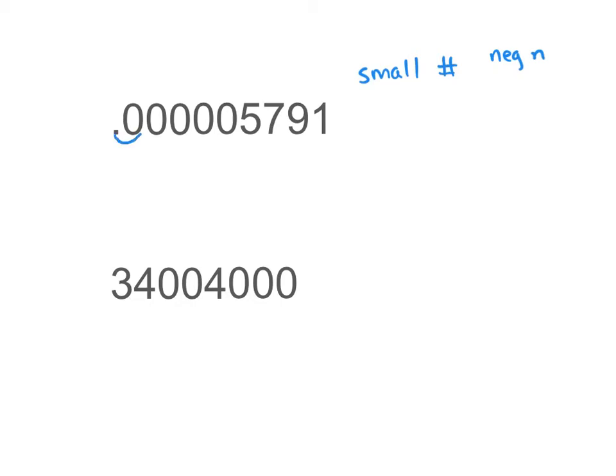The rule is, we're going to take this decimal. We're going to move it right until after the first non-zero digit. There it is. There's that first non-zero digit. So now it's after the 5. So I have 5.791. Remember, we're not rounding, so you're not putting 5.8. No rounding is allowed right now.